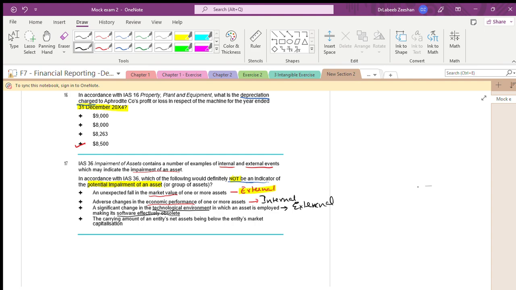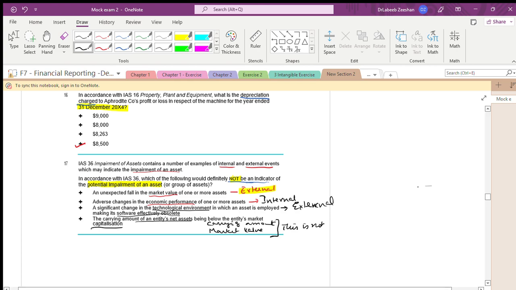The carrying amount of an entity's net assets being below the entity's market capitalization. This is the carrying amount and this is the market value. Internal, external, or no? No, neither. This is not an indicator.